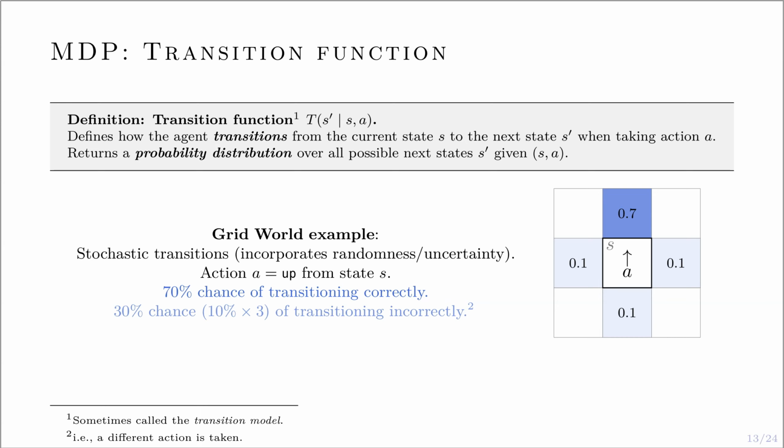And so as an example, if you look here on the right, if the agent is in that state S in the middle and its action is to go up, there's a 70% chance that it transitions correctly to that next state, where it's highlighted 0.7. But there's actually a 10% chance in each direction to transition to a different state, which is the uncertainty of the movement of the agent and how we can bake it into the problem there. So really there's only a 70% chance it's going to correctly transition and a 30% chance that it transitions incorrectly. In other words, a different action is taken.